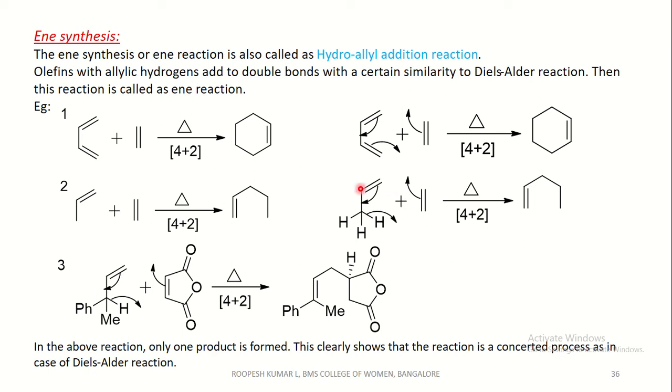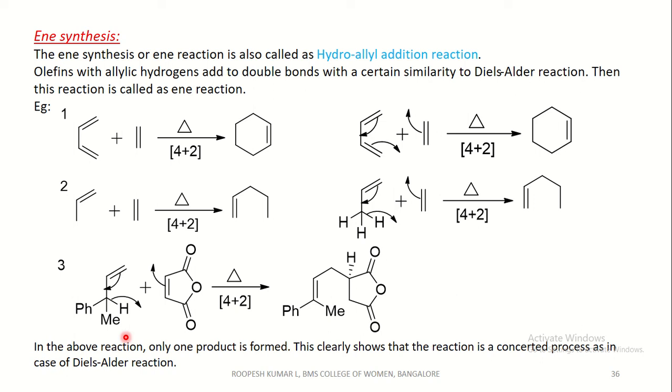That is, this is an olefin with an allylic hydrogen that adds to the double bond, which is similar to a Diels-Alder reaction, and hence the ene is synthesized here. This is a perfect example for the ene reaction.